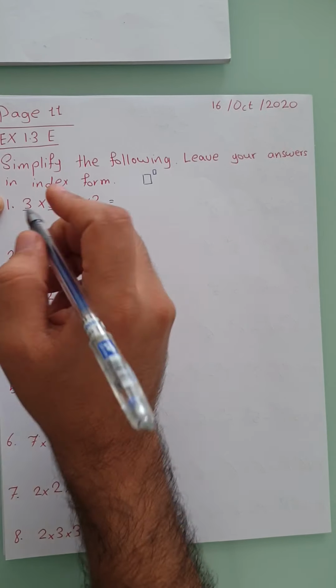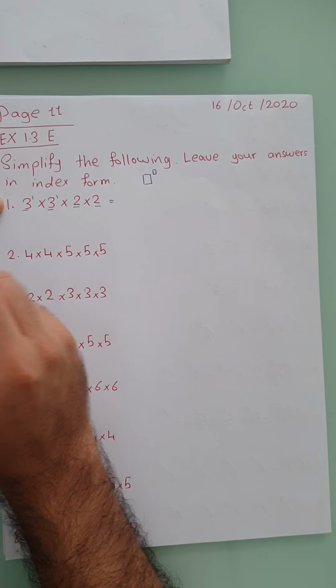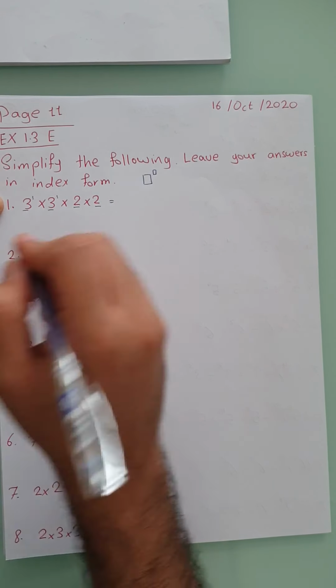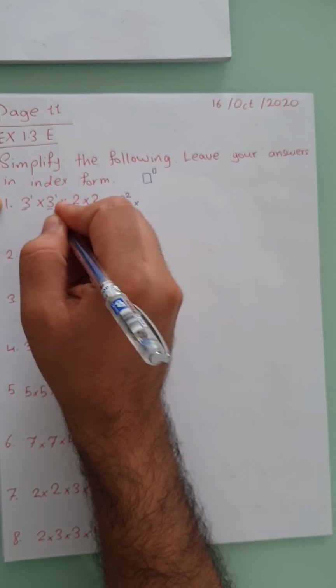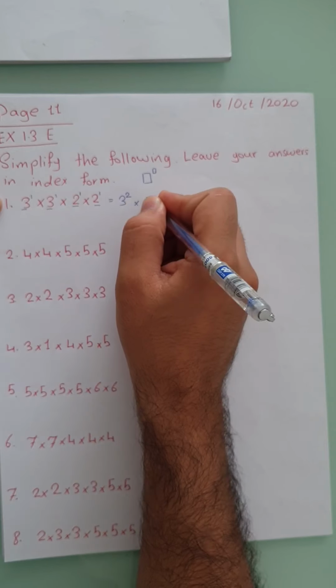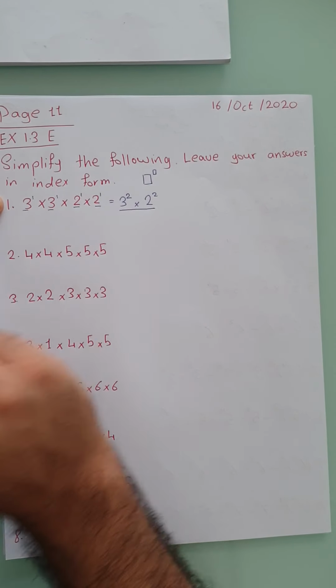So what I will do here is 3 times 3, multiplication. This is to the power 1, this is to the power 1, multiplication, we add the powers, so it's going to be 3 to the power of 2, times, same goes here, 2 to the power of 2. So this is the index form of this question.